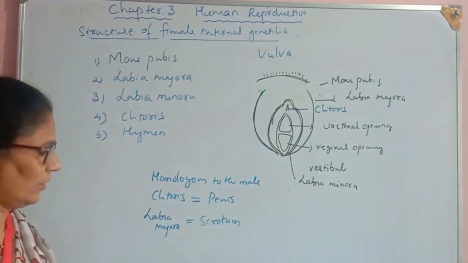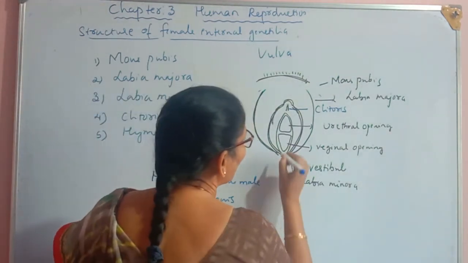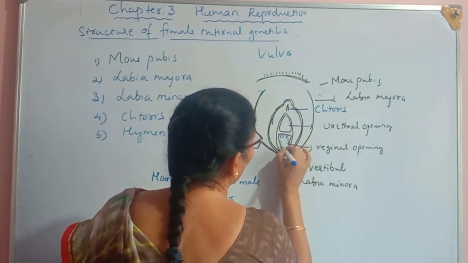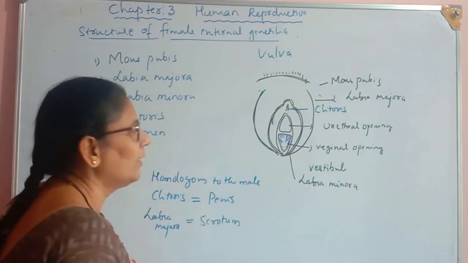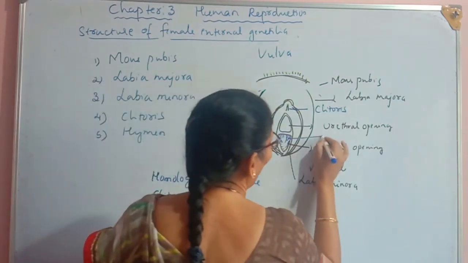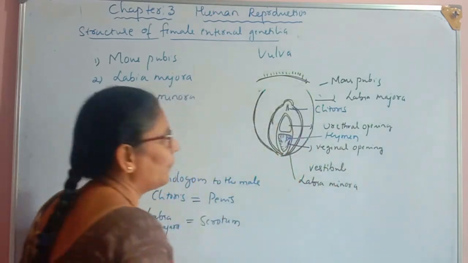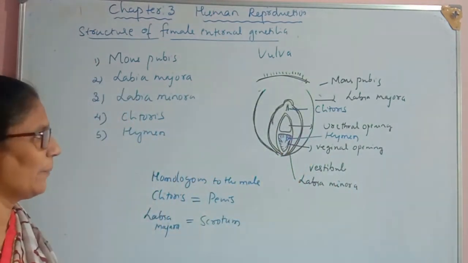Next, we'll discuss one more structure. The vaginal opening is partially covered with a membrane. This membrane is called the hymen.